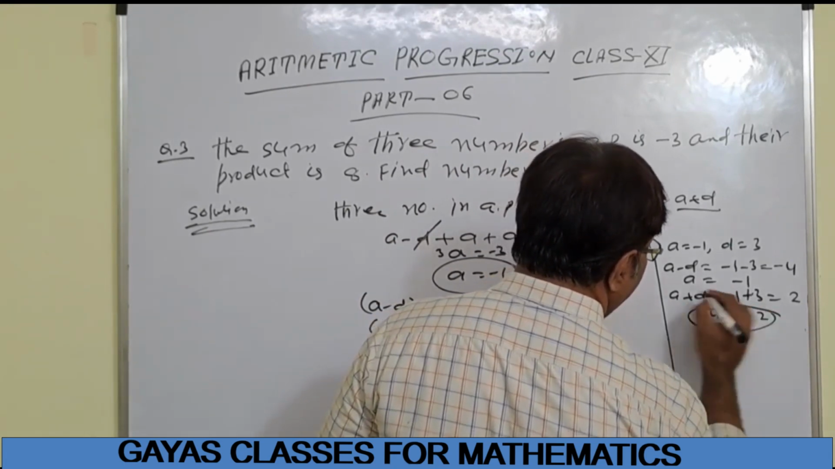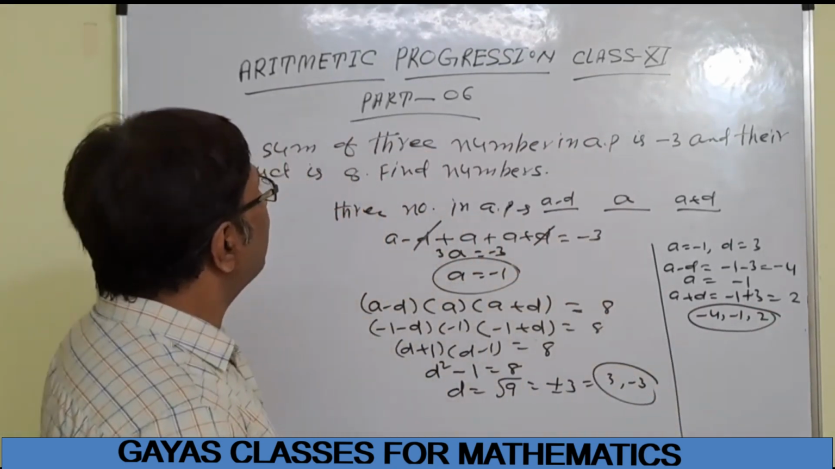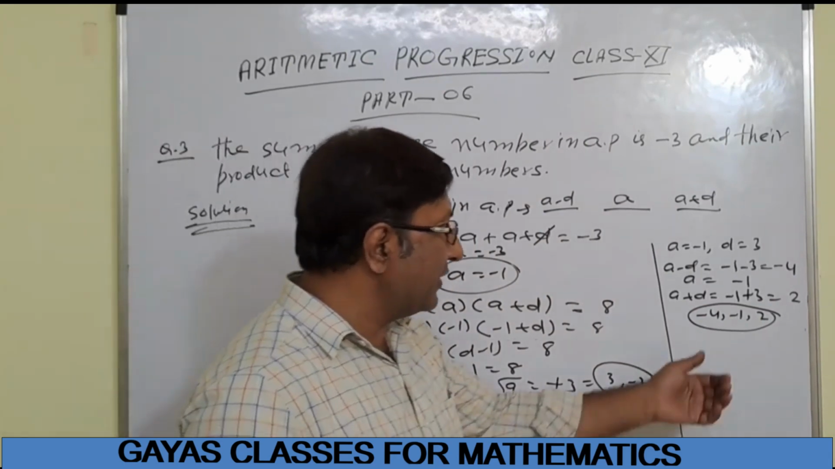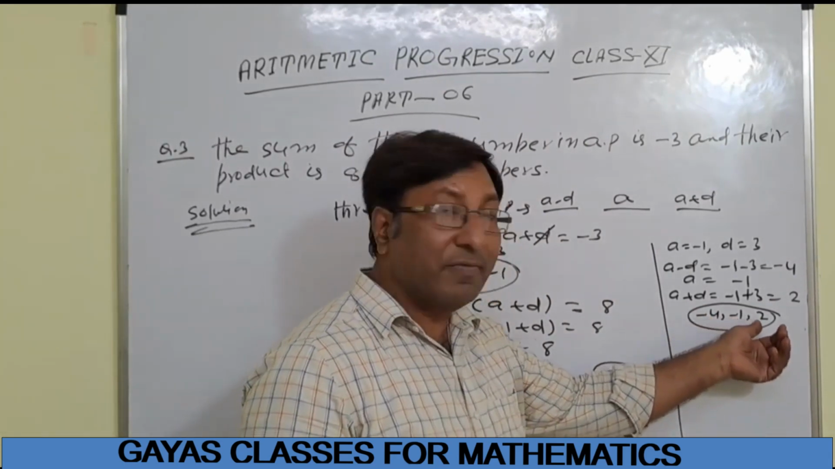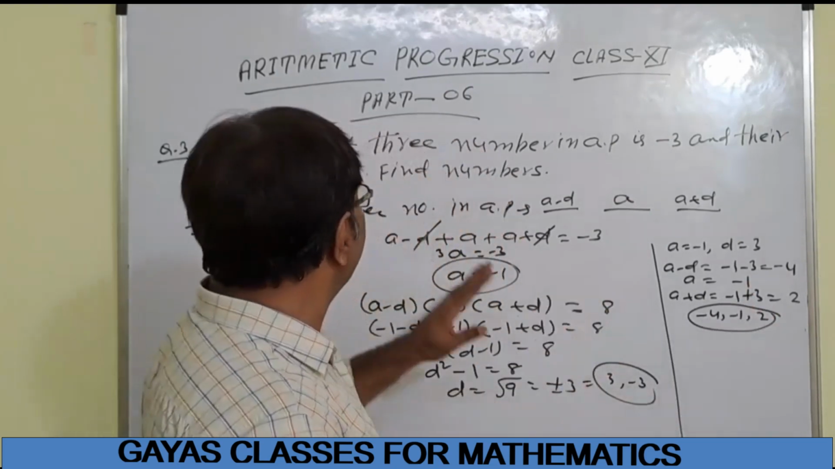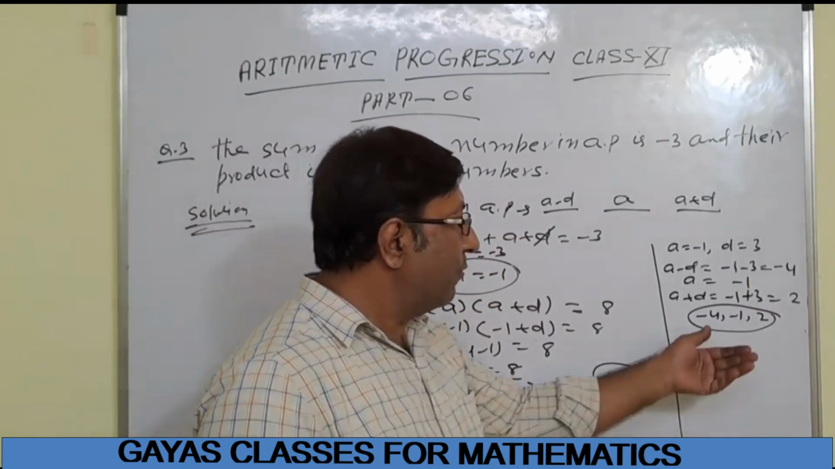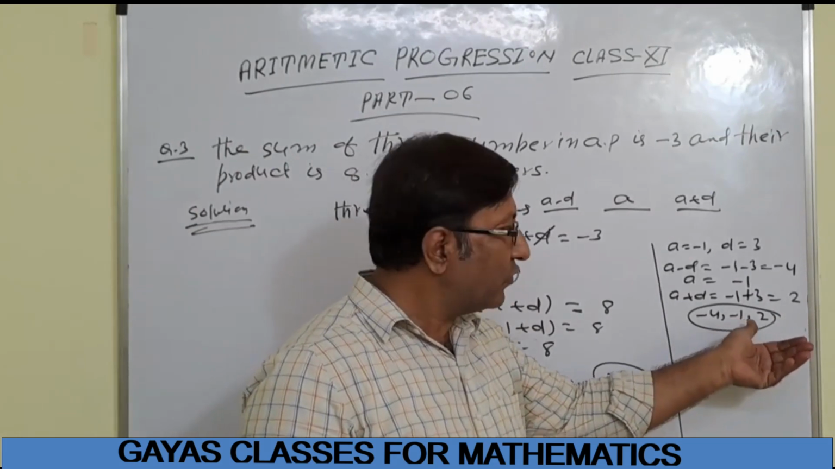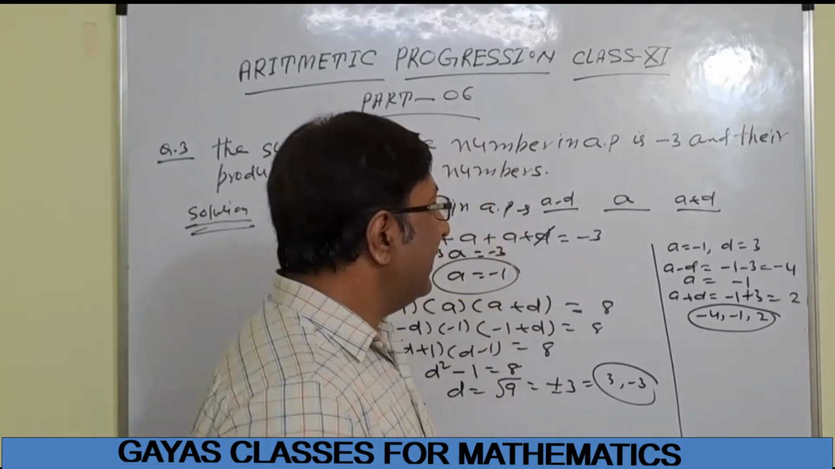These are 3 numbers whose sum is minus 3: minus 4, minus 1, 2. Minus 5 plus 2 is minus 3. And the product is 8: minus 4 into minus 1 into 2 is 8.